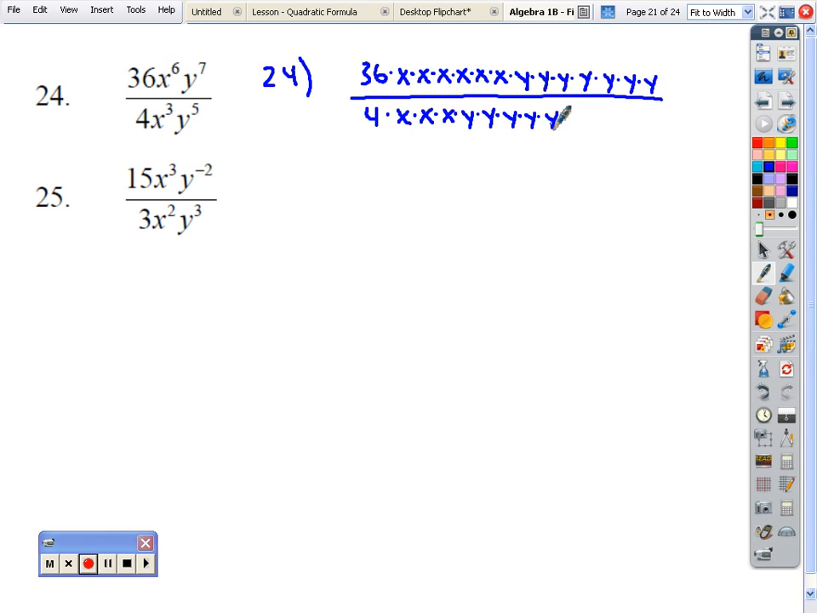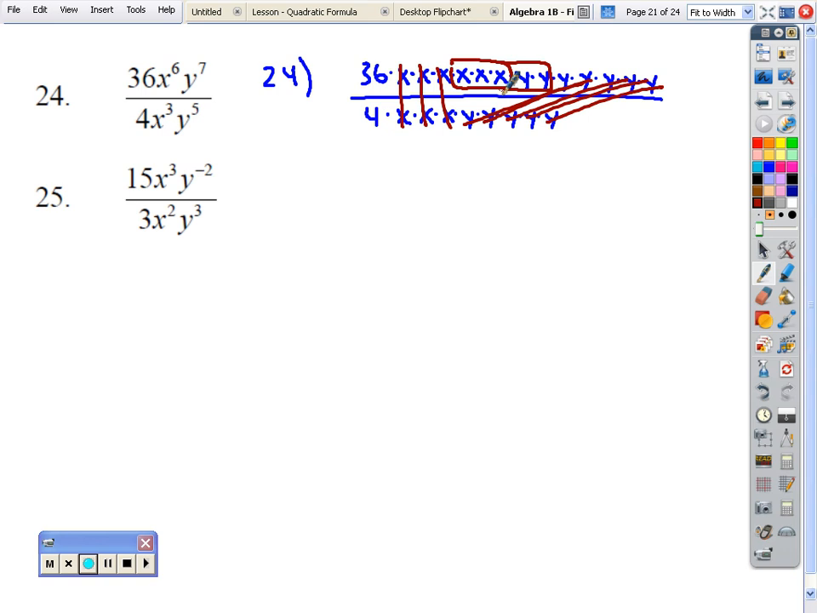You do not have to do it this way. This is just an easy way to do it or to see why it works. So we're going to now cancel out what they have in common. I have x, x, and x, and then 2, 3, 4, 5. So what I have left on the top are 3 x's and 2 y's.